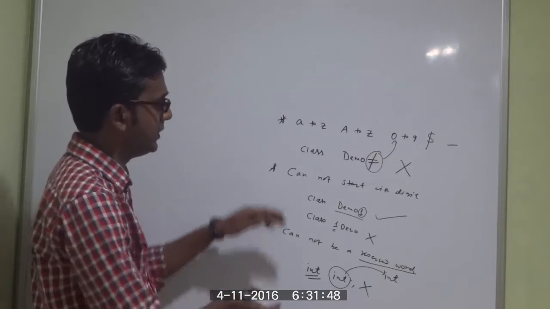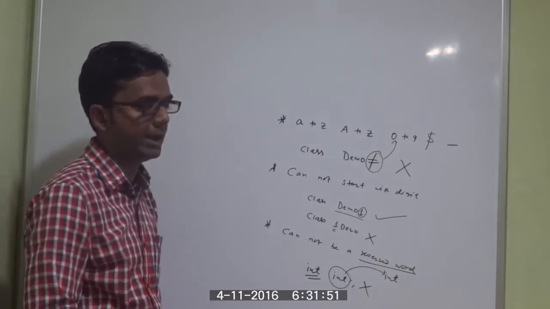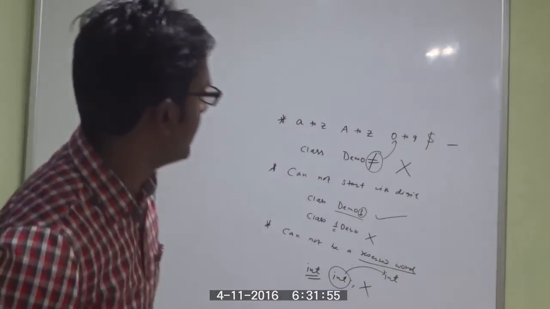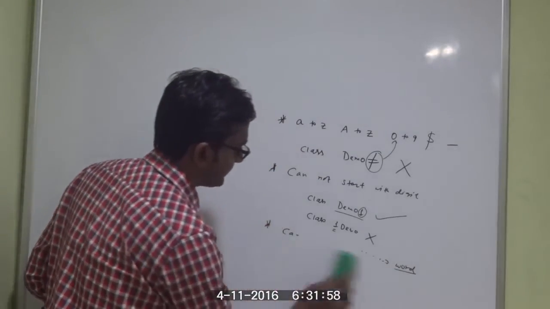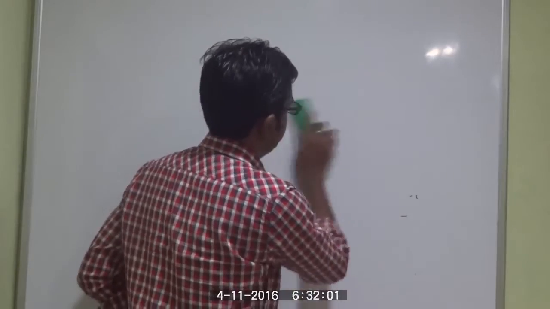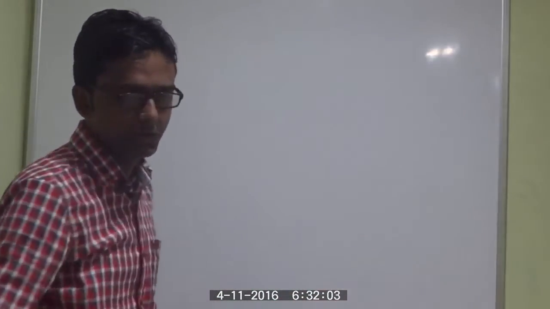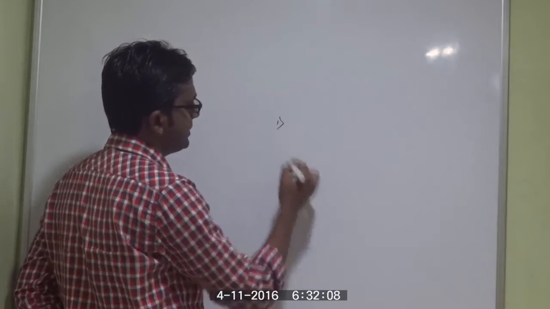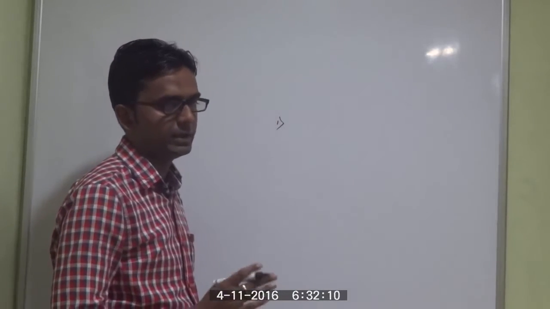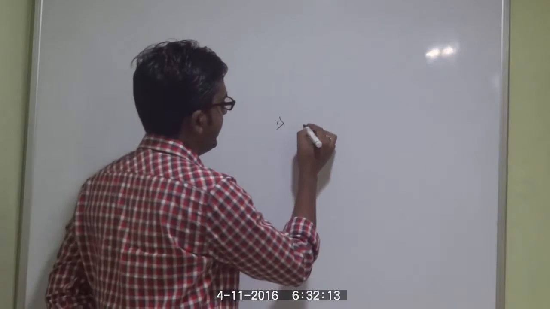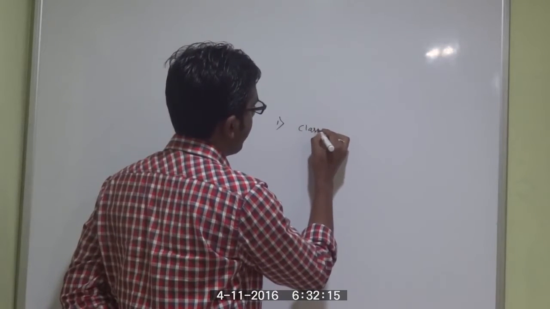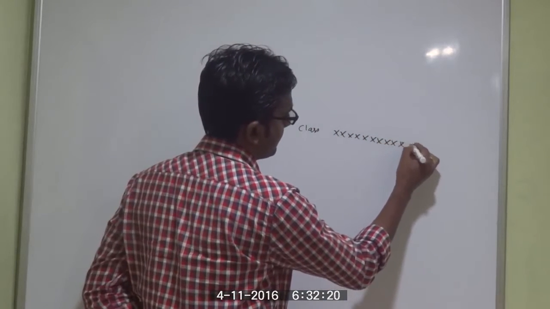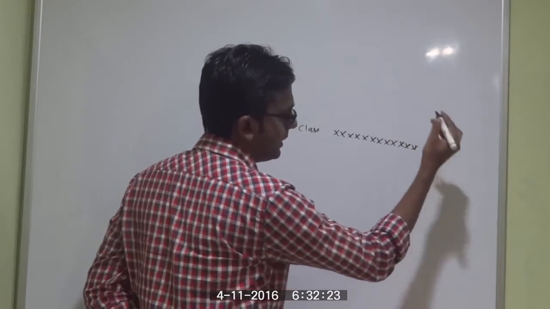So these are the different rules to declare the identifier. Now I will draw some conclusions also. The first conclusion is that there is no length limit to declare the identifier. This means if we are creating a class like this, there is no length limit, it can continue.